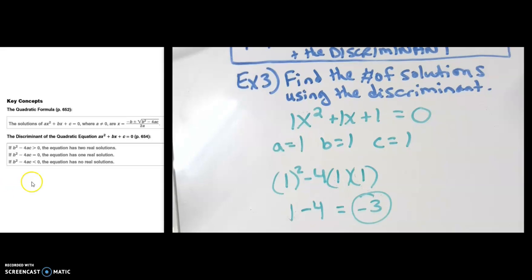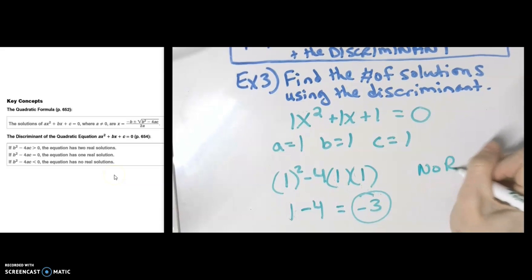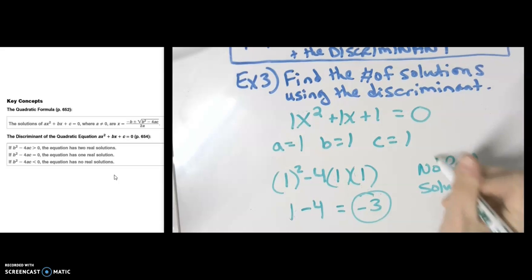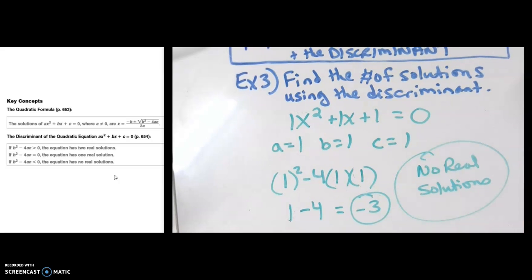If my discriminant is negative 3, that means it's less than 0. It's a negative number. So I want you to think negative is no. Negative means no real solution. So my answer here is no real solutions. That's my answer.